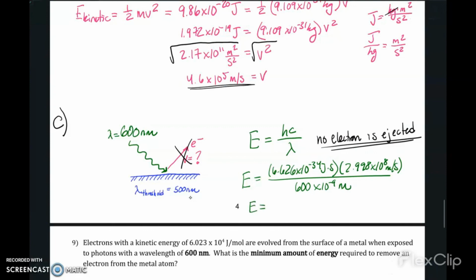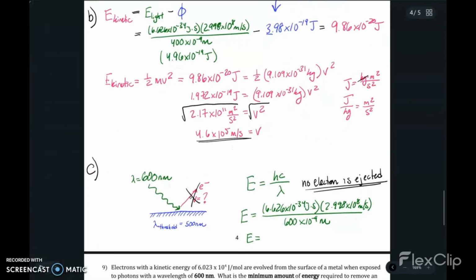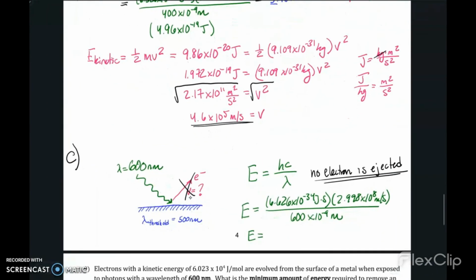And let me calculate this. So 6.626 times 10 to the negative 34 times 2.998 times 10 to the 8th. I get a value of 3.31 times 10 to the negative 19th joules. So that's your energy per photon for this 600 nanometer light. Let's go check what the binding energy, the work function, was that was needed for this metal.